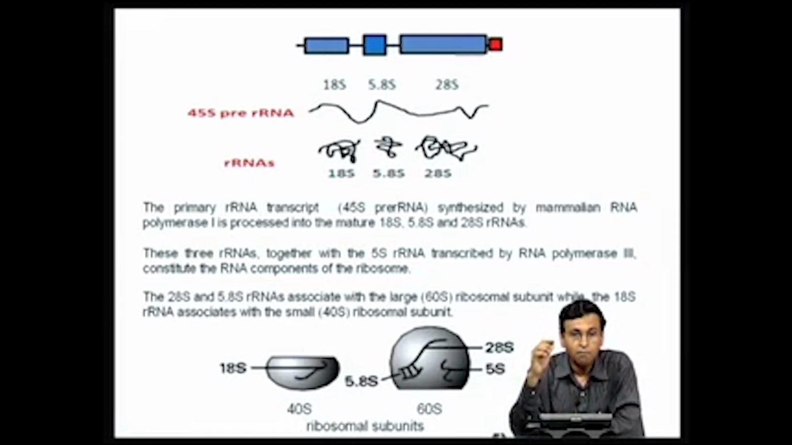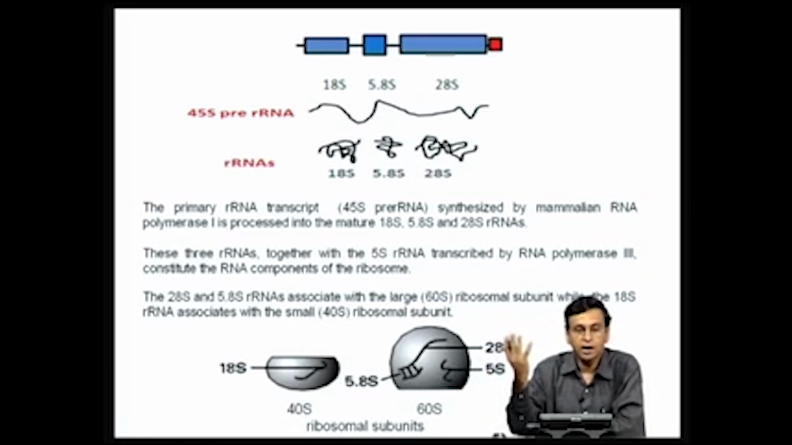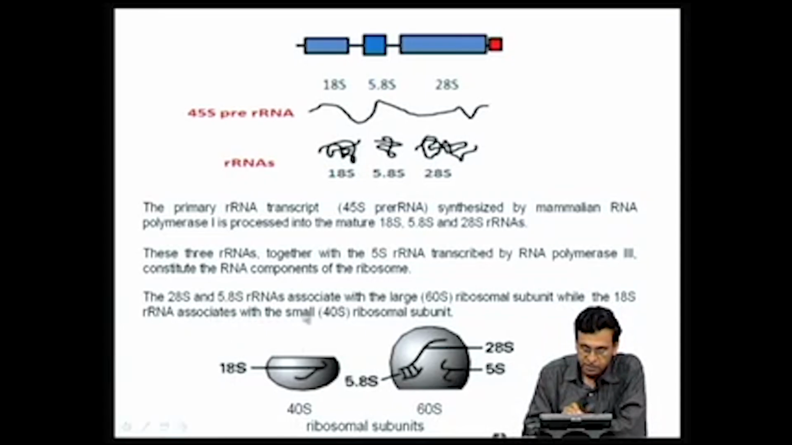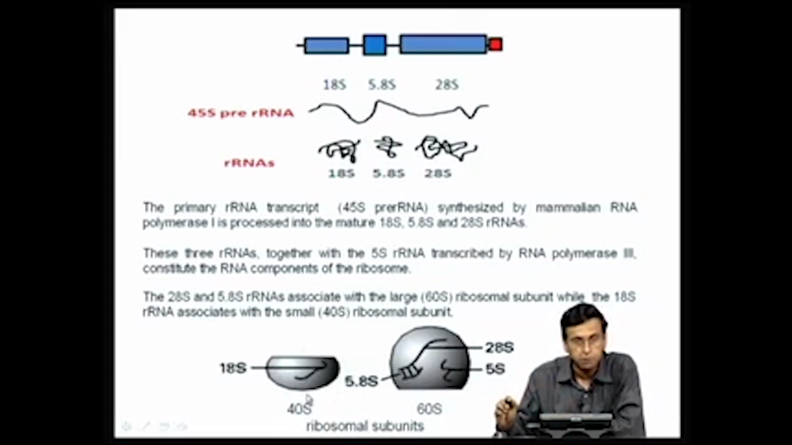And in addition, messenger RNAs corresponding to at least 40 different ribosomal proteins have to be transcribed by RNA polymerase II, translated into proteins, and these proteins then interact with these RNAs to get a functional ribosome particle. So, the 28S and 5.8S rRNAs associate with the large ribosomal subunit, which is what is shown in this cartoon. The 5.8S, 28S and 5S are associated with the large subunit of the ribosomal particle named 60S, while the 18S rRNA associates with the small subunit or the 40S subunit of the ribosomal particle. So, 60S and 40S together form the functional eukaryotic ribosome.